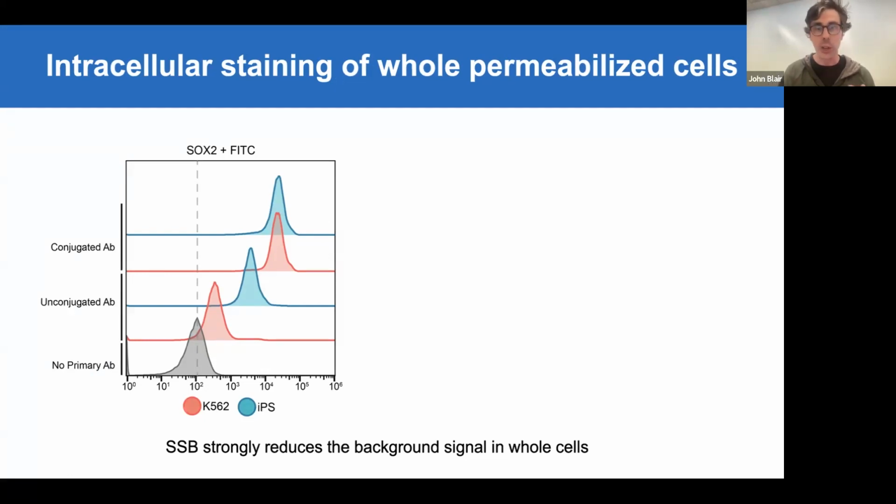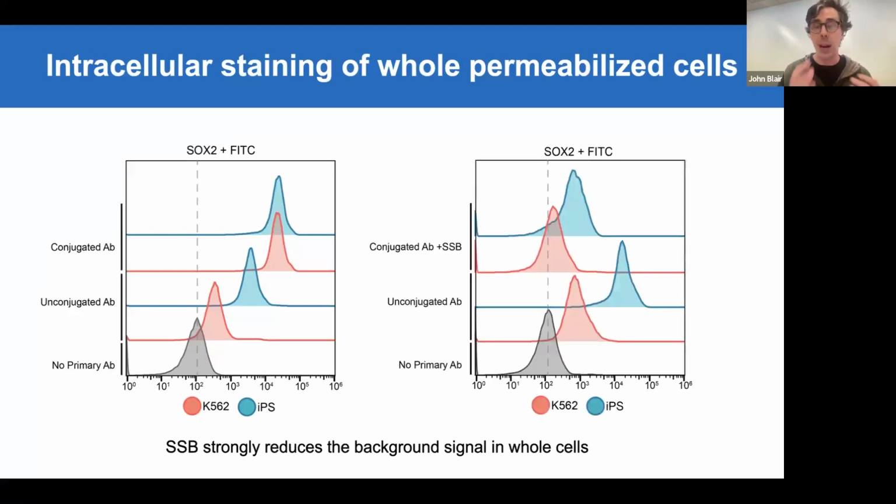Luckily, around the time that we were testing these things, the NEAT-seq paper came out with their method of single-stranded DNA binding protein to reduce the background. And so when we apply this to intracellular staining, we can recapture this signal difference between the K562 and iPS cells when we bind our single-stranded DNA binding protein to our conjugated antibodies.